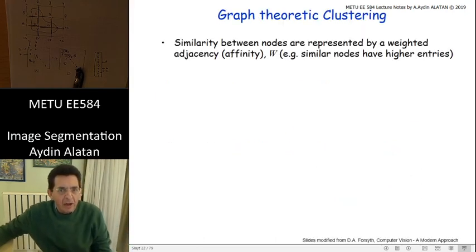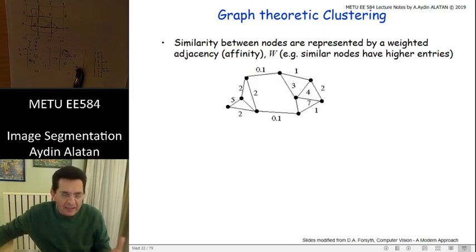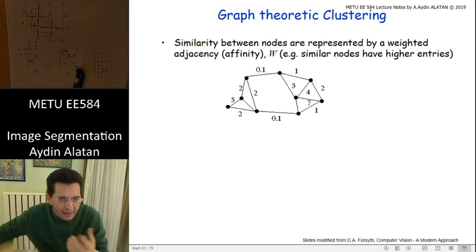Now the similarity between nodes is represented by a weighted adjacency affinity matrix. Similar nodes have higher entries. Let's give an arbitrary example. Here they show its similarity. There are high numbers here, and two low numbers there. Therefore, if you would like to look into this graph, you would like to cluster it, segment it. This is maybe one object, the other one is another object or a region, okay?